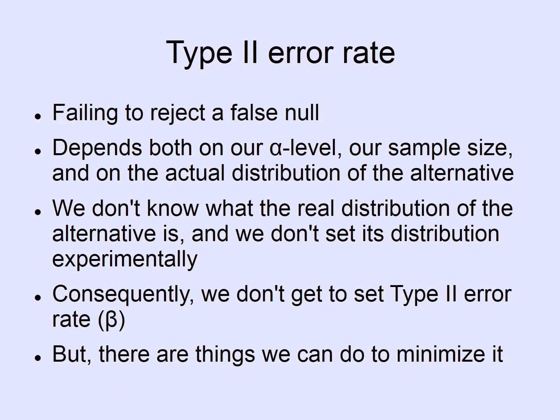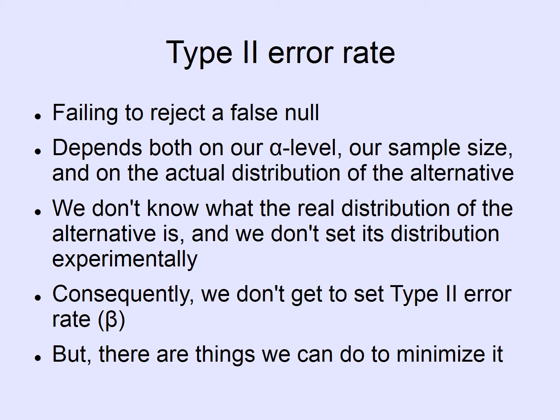Okay. Now, type 2 error rate, on the other hand, we don't get to set that. Why? Well, it depends on a few things. So our beta error can depend on our alpha level, our sample size, and on the actual distribution of the alternative. Well, just like we don't create null sampling distributions, there's no way we can really create alternative sampling distributions. That would be as if we knew the truth, okay? We'll show some sort of theoretical ideas about alternative distributions. But again, these are theoretical.